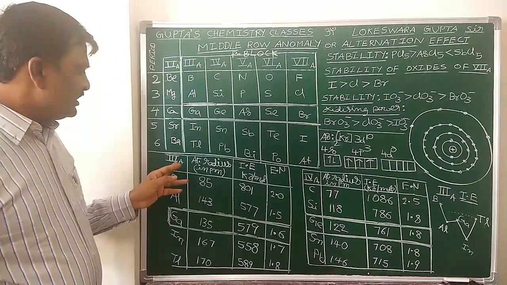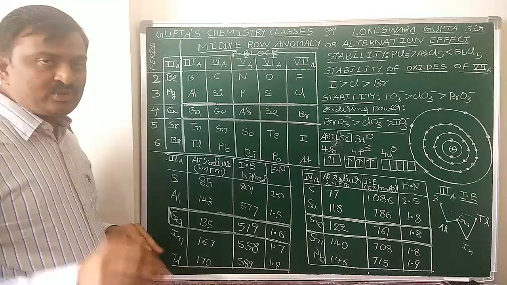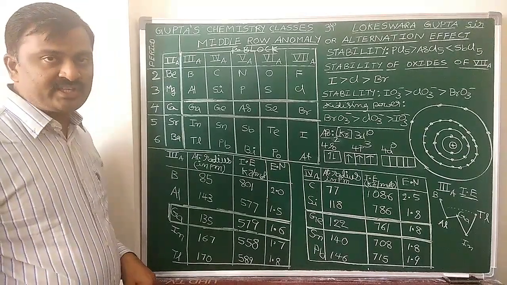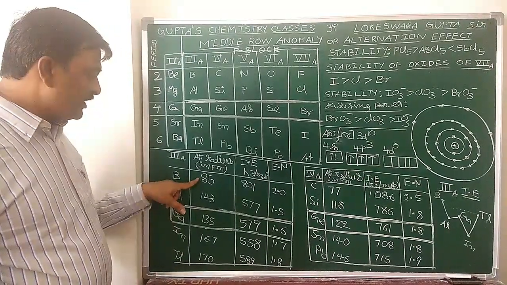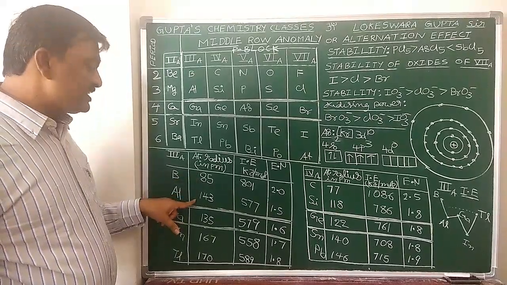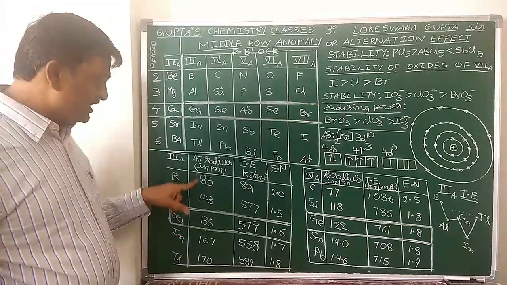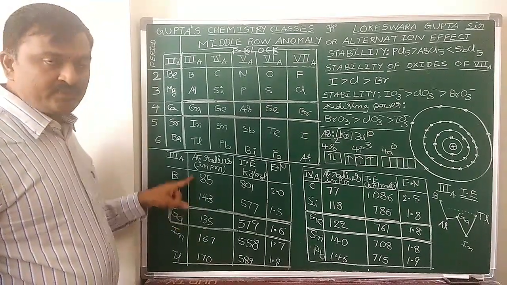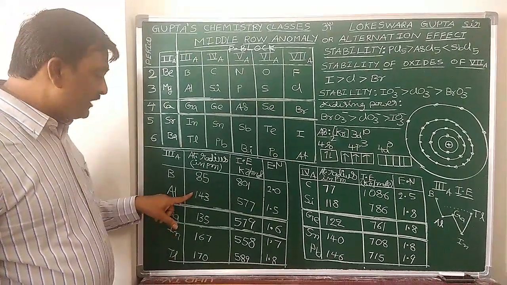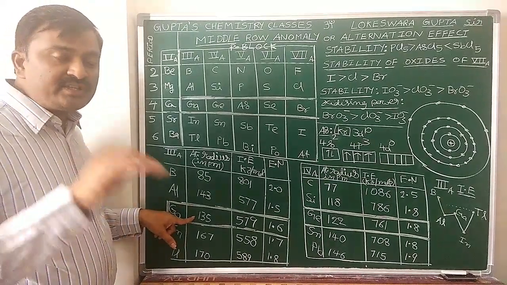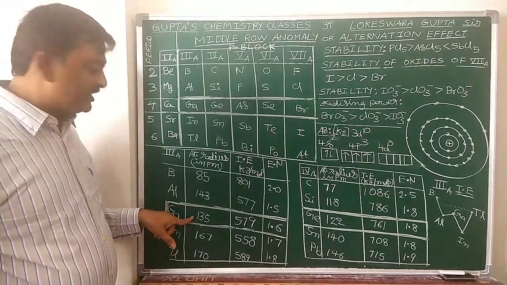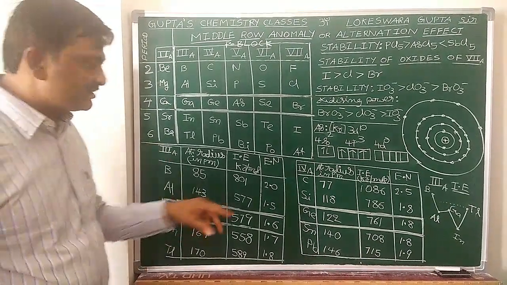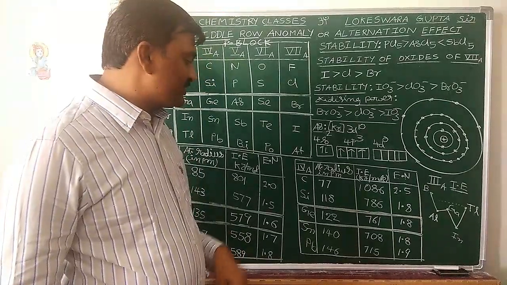See, here, if you come to the atomic radius, down the group atomic radius has to increase. In the 3A group, from boron to aluminum, the increase in atomic radius is very high, nearly 58 picometers. But from aluminum to gallium, instead of increasing, the atomic radius decreased slightly.